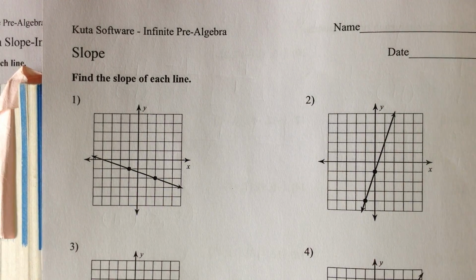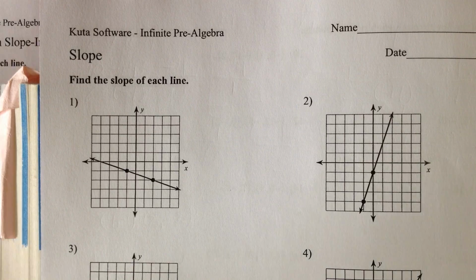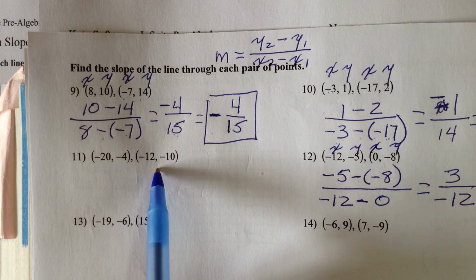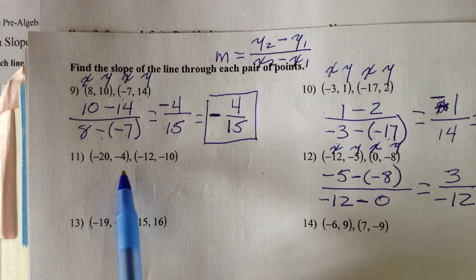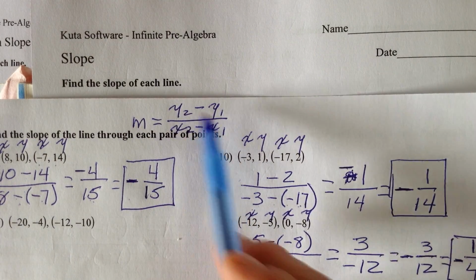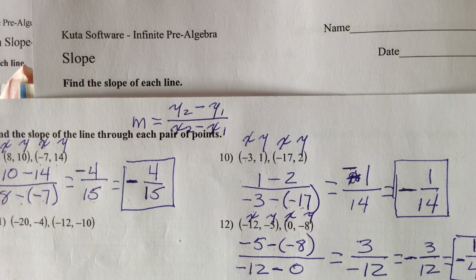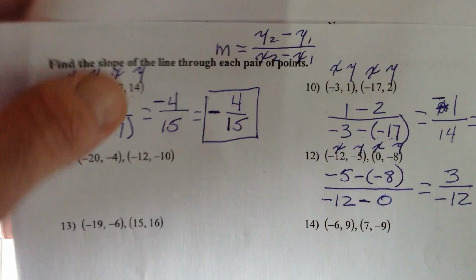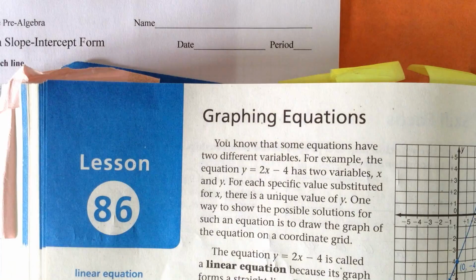Finding the slope of the line. And then we also did this, where if you're given 2 points on the line, you can figure out the slope by using this equation here. The m is the slope, and you can use this equation for finding the slope without actually having to draw the line. Okay?